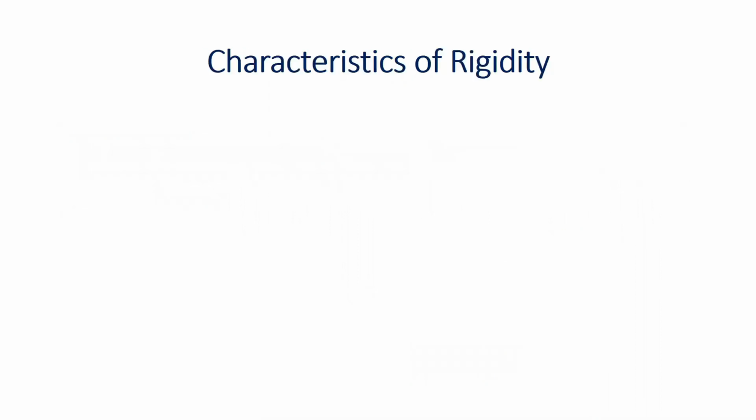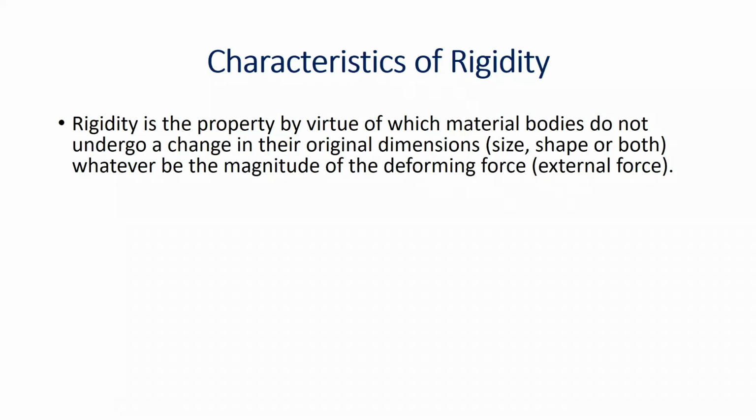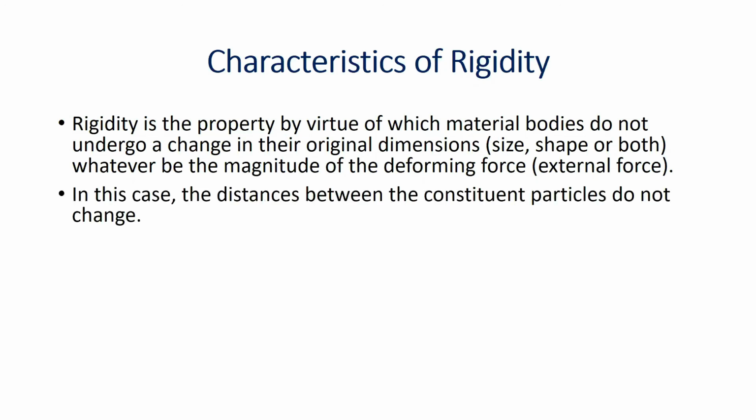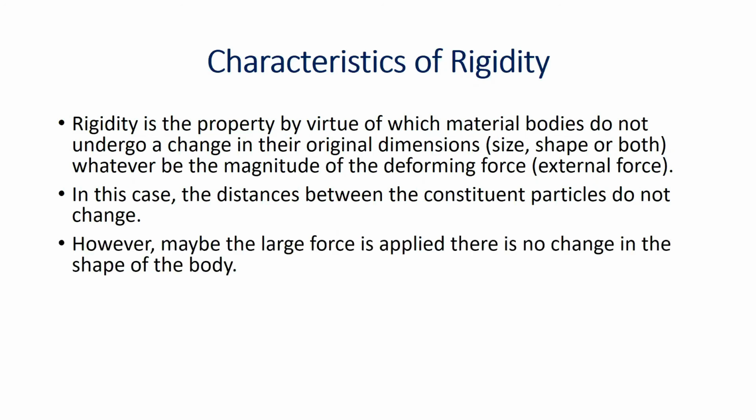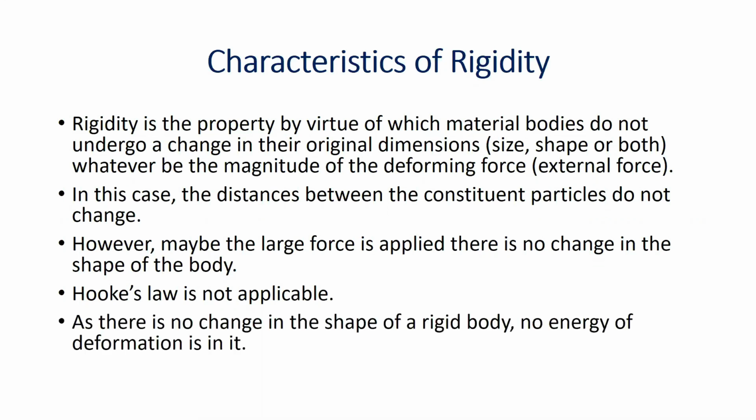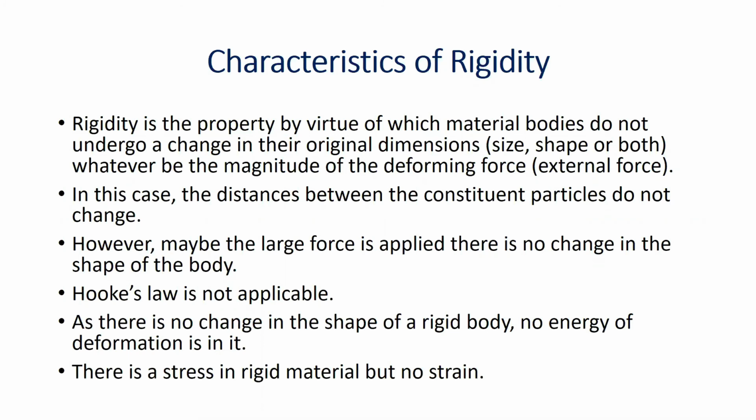Now let us study the characteristics of rigidity. When a body is acted upon by deforming forces, however large, there is no change in the shape and the size of the rigid body. It is the defining character of a rigid body. In this case, the distances between the constituent particles do not change. Thus, there is no relative motion of particles on the action of deforming forces. However large the force applied, there is no change in the shape of the body. As there is no strain in the rigid body, Hooke's law is not applicable. As there is no change in the shape of a rigid body, no energy of deformation is stored in it. There is only a stress in rigid material, but no strain.